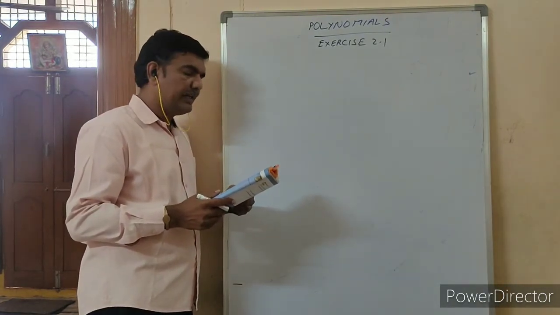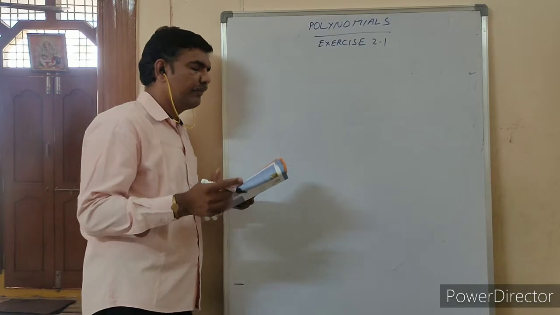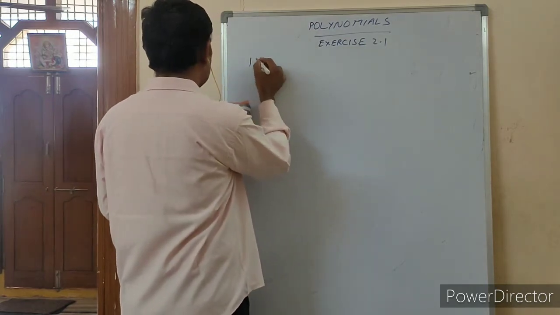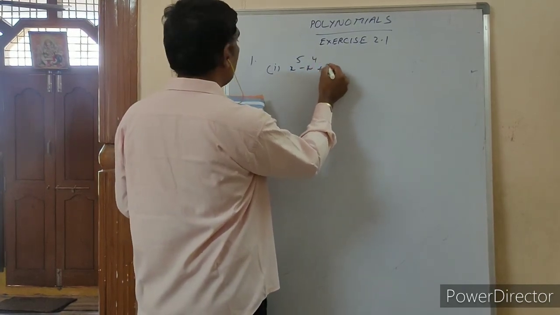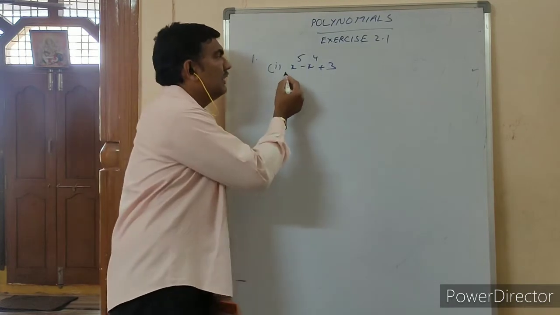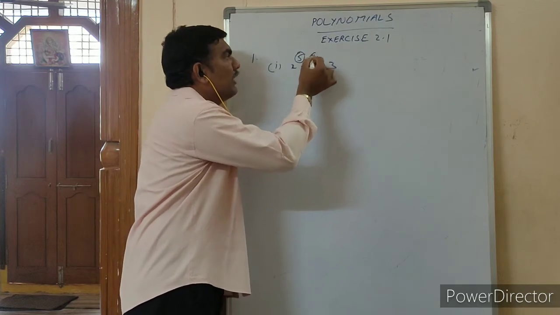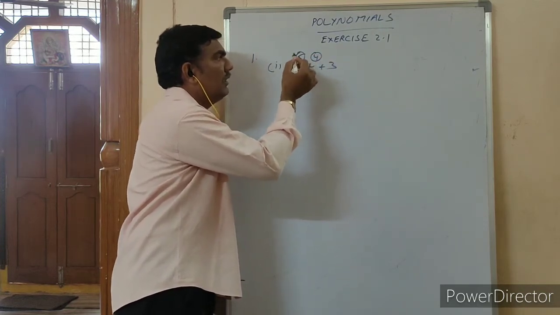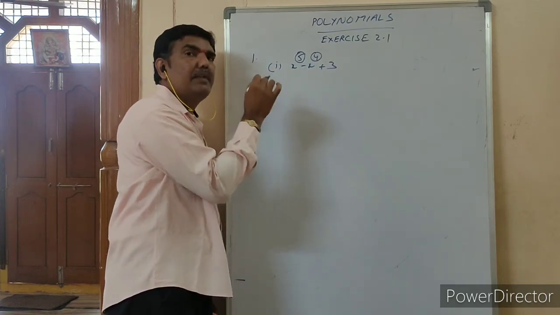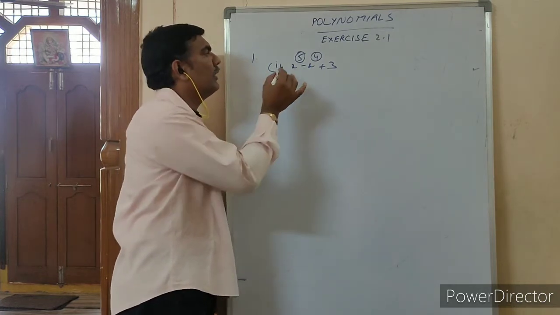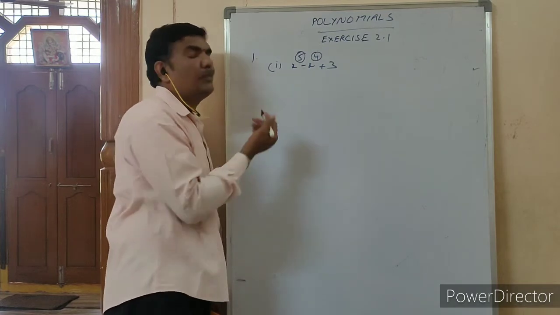Now exercise 2.1. The first question is to find the degree of each of the polynomials given below. First one: x power 5 minus x to the power of 4 plus 3. First, is it a polynomial or not? How to know: see the exponents or powers. If they have a negative symbol, it is not a polynomial. And also if any fractions are there, it is not a polynomial. So 5 and 4 are there. They are positive integers, so it is a polynomial.